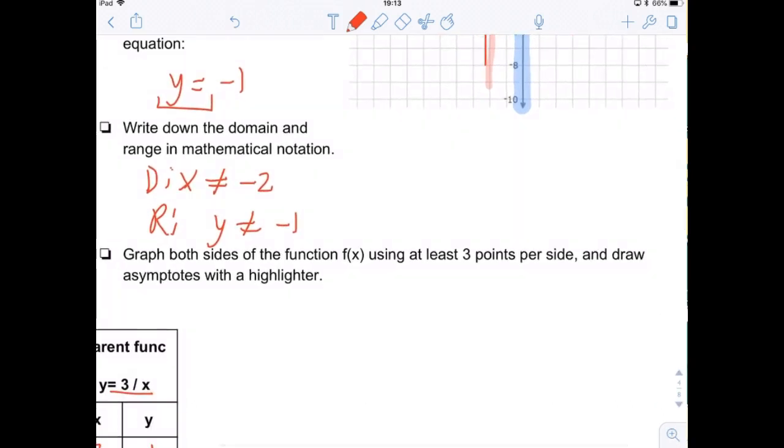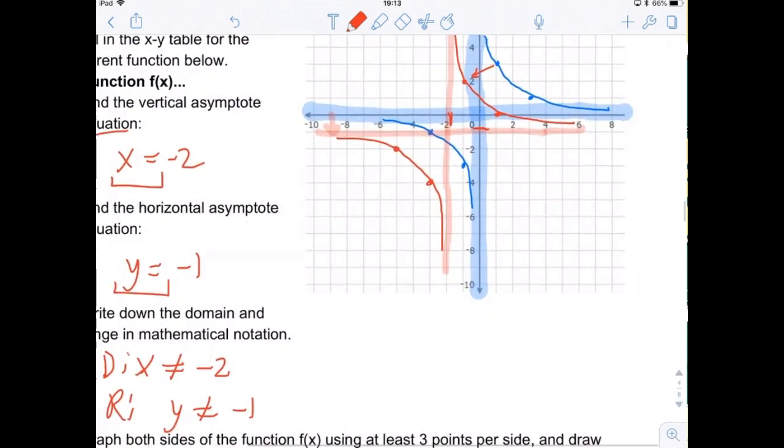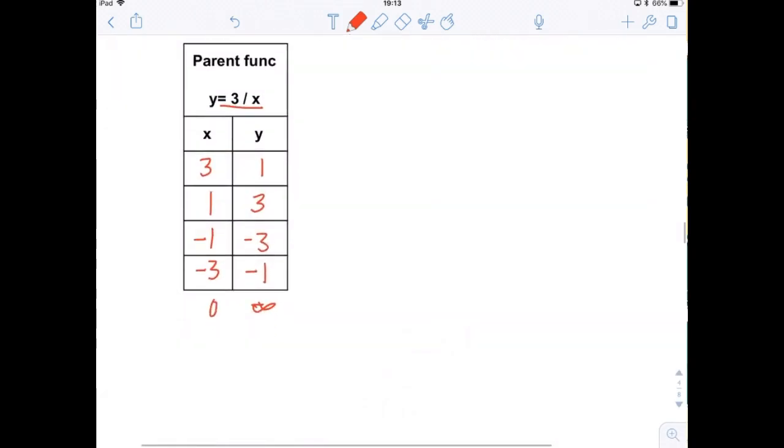Now I graphed. It says to graph 3 points per side. So if you want to graph a third point, what you can do is put in a point like 2 and -2 for x. If I put 2 in for x, I get 3 over 2 for y, which is 1.5. If I put -2 in there, it would be -3 over 2, which would be -1.5. So that would give me 2 more points to make my graph even better.